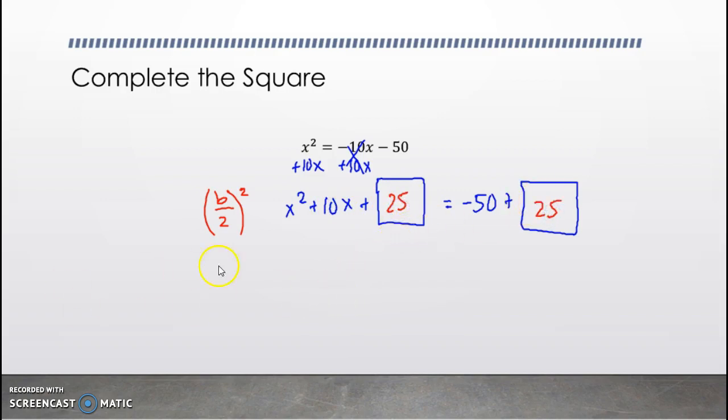Then on the left side, I'm going to write in something squared. On the right side, negative 50 plus 25 is negative 25. To figure out what goes in the parentheses, we just take half of b. Half of b is a positive 5. So my answer, written as a binomial squared, is x plus 5 squared equals negative 25.